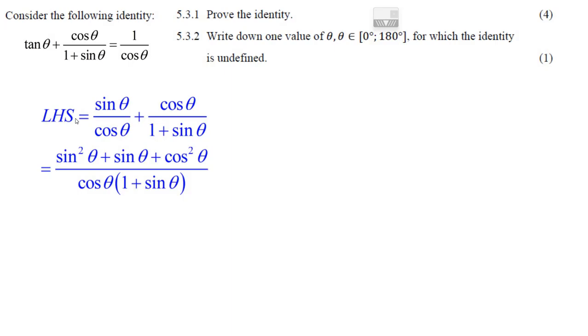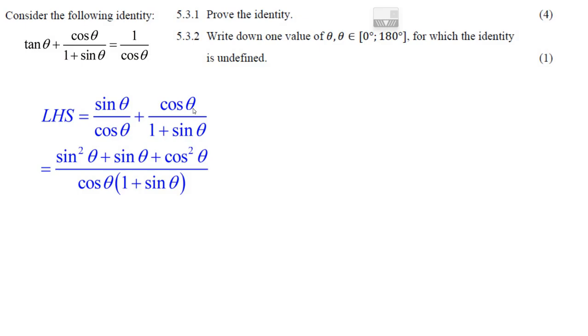We say the left-hand side equals, and the first thing we do is tangent is sine over cosine. So that's how we get started. We get a mark just for our basic identity: tangent theta is the same as sine theta over cos theta. Now it's a matter of fractions. We go cos theta times 1 plus sine theta.